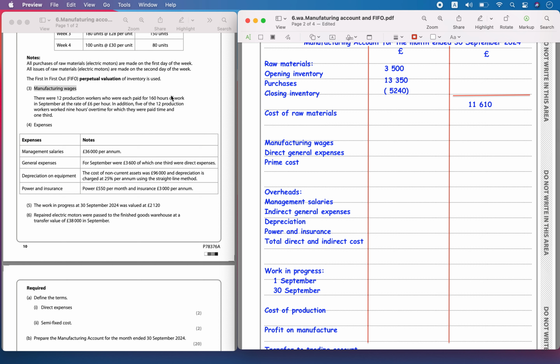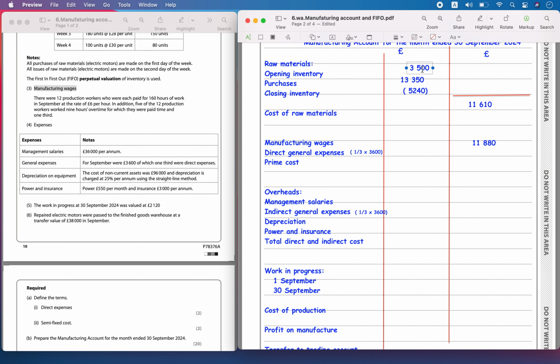So now let's put the manufacturing wages, which is equal to 11,880. These are direct costs. Next, direct general expenses. Expenses were 3,600. Of that, 1/3 was direct expenses. So let's write 1/3 of 3,600. That is going to be the value for direct general expenses, and indirect general expenses will be around 2/3 of 3,600. Now 1/3 of 3,600 is going to be equal to 1,200.